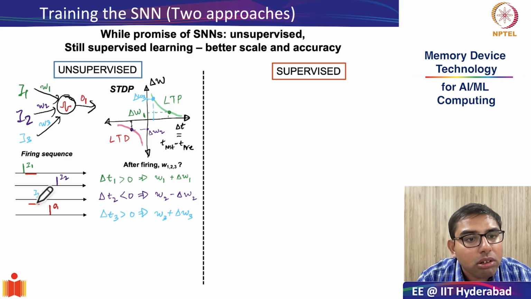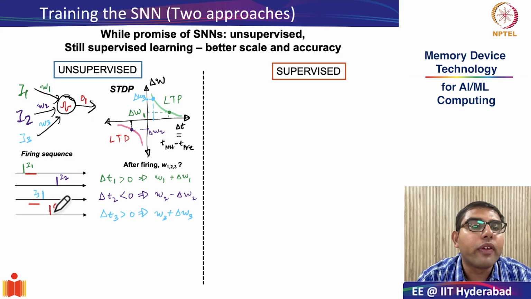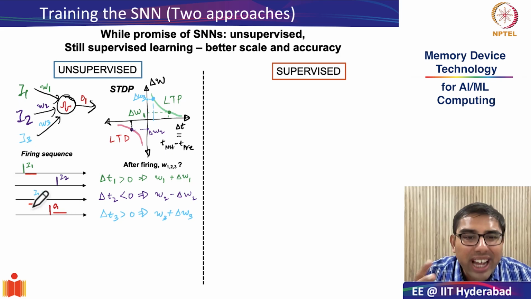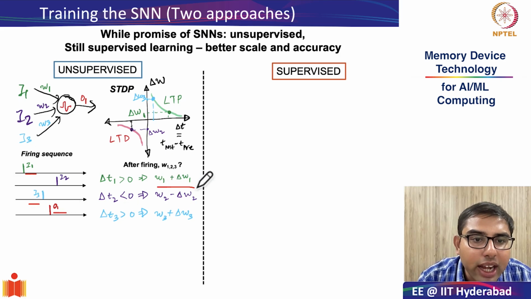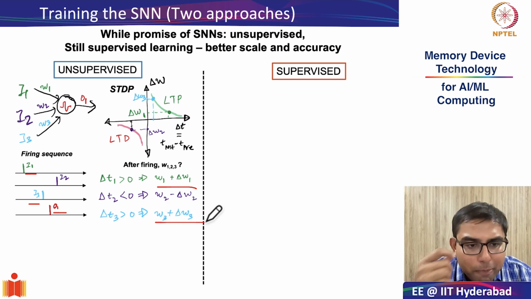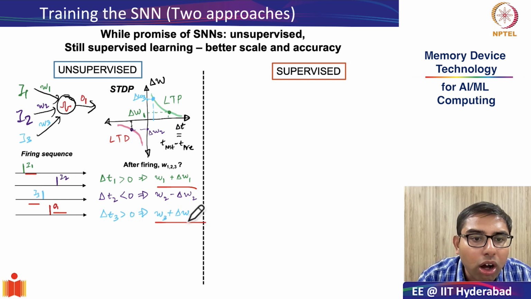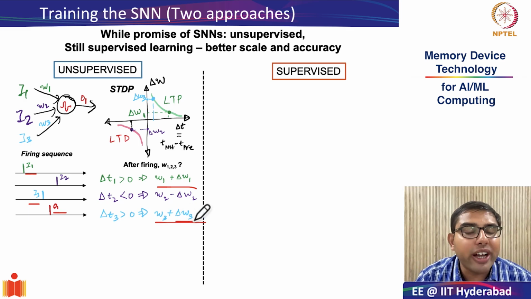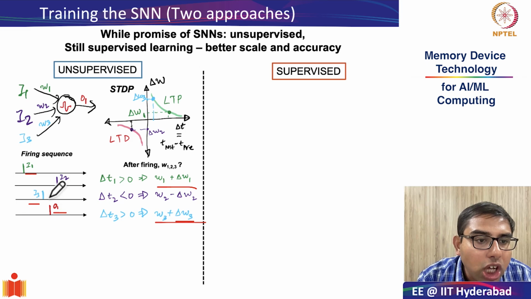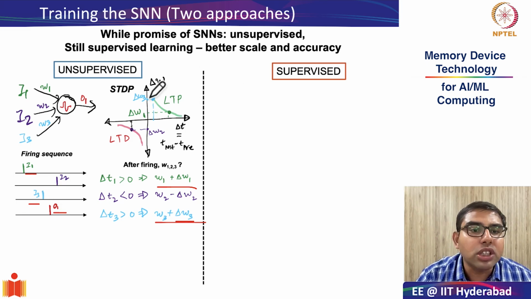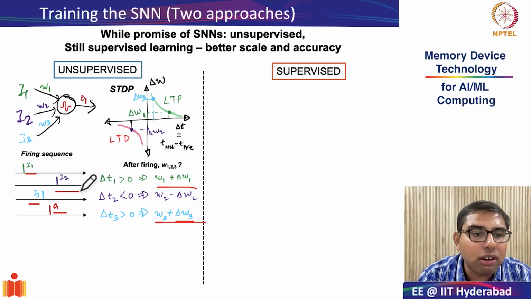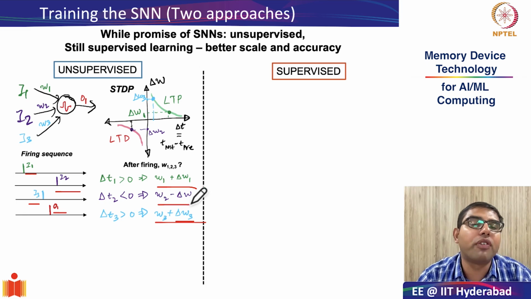Similarly with I3, which fires just before the firing of the output O1. So we can say that I1 and I3 are correlated signals, and therefore there will be a strengthening of the synaptic weight. But it is important to know that the strengthening of I3, which is delta W3, the synaptic weight corresponding to I3, will be much more, because of this exponential function. The smaller the timing difference, the larger is the strengthening. Similarly, because I2 fires after O1, there will be a de-strengthening of the synaptic weight.